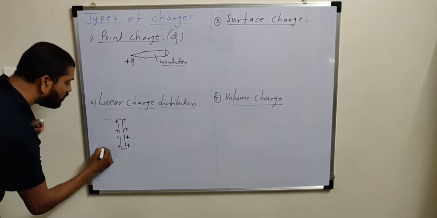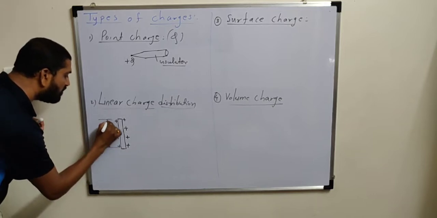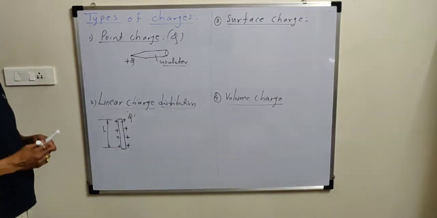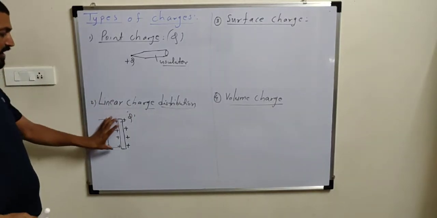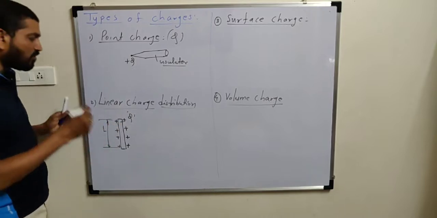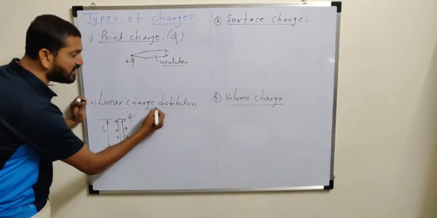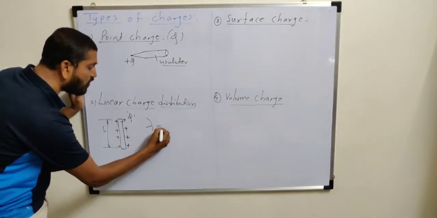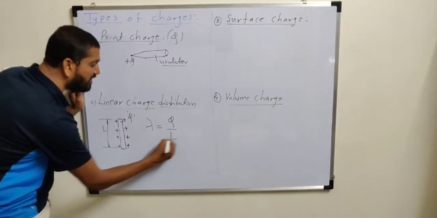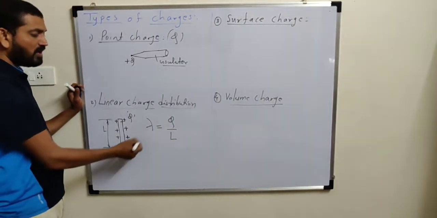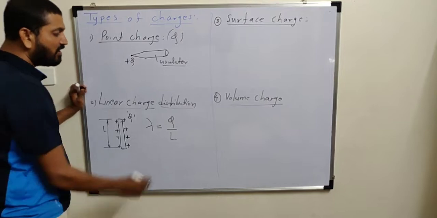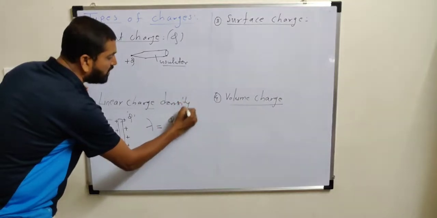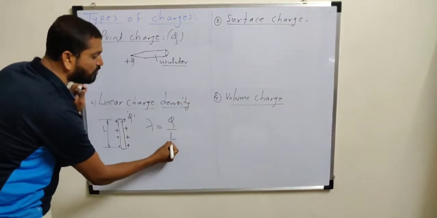Now if L is the length of this body, capital L, if we take the symbol for length of the body, and the total charge on this body is Q, then how much charge is present on 1 meter length? To tell the charge on unit length, here we will write a quantity, linear charge density. Generally the symbol used is lambda, and no doubt it is defined as the charge per unit length. Means total charge on the body divided by total length is called linear charge density, denoted with the symbol lambda, given by the formula Q by L.